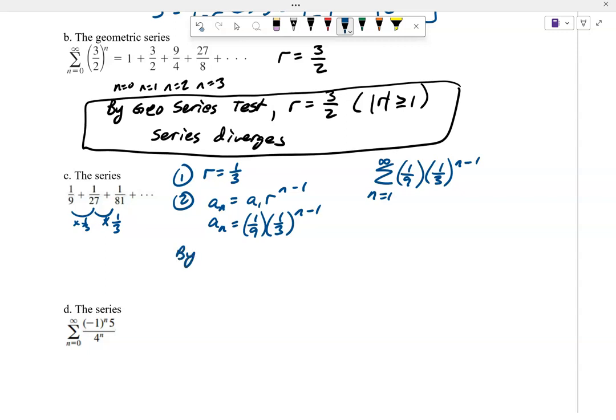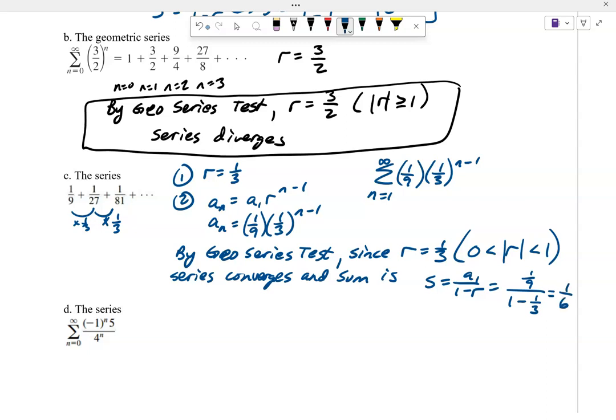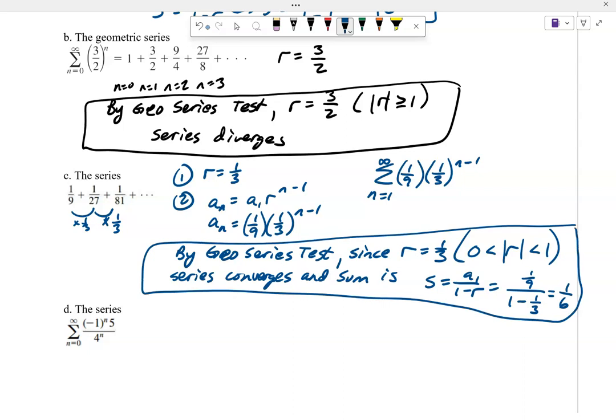And now we're going to say, well, by the geometric series test, since r is a third, in other words, the absolute value of that's less than 1, right? The series converges. And the sum is, let's go ahead and figure it out, a1 over 1 minus r. So it's the first term, which is a 9th, over 1 minus the r. That ends up being 1/9 over 2/3, so 1/6. So series converges and the sum is a 6th.